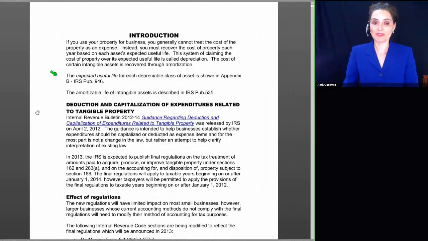So the expected useful life of each depreciable class of asset that you might ever want to know about is in Appendix B or Table B of IRS Publication 946. And then the amortizable life of assets is not discussed in 946 at all. Instead, you're going to have to go to IRS Publication 535 if you want to figure out the useful life of amortizable property. But in most cases, that's 15 years and easy to remember.